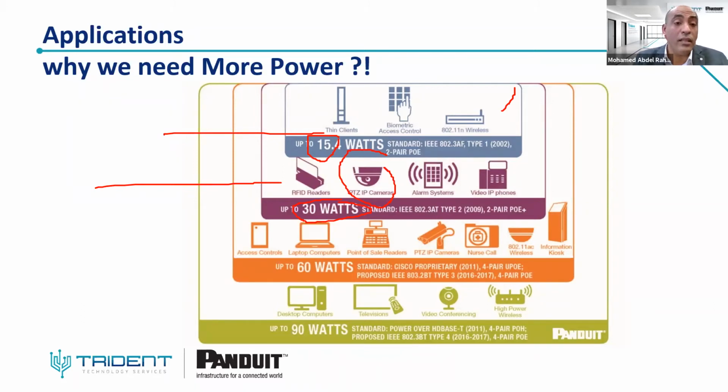In 2011, Cisco created a non-standard POE. It's called the UPOE, which uses all 4 pairs, as we said. To have more power, you can use the 4 pairs, which was created by Cisco in 2011. Then it was approved in late 2018. It's called POE++ or Type 3, to support transmitting 60 watts. It can deliver 51 watts to devices like access control, laptops, 802.11ac, or Wi-Fi 5.